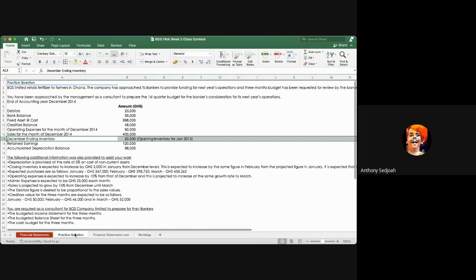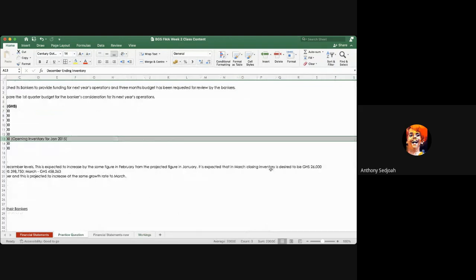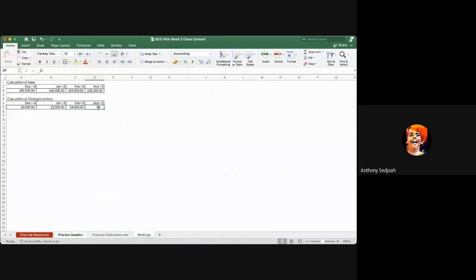And then in March, it is expected that closing inventory is desired to be 26,000. So in March, the question gave us the figure, so we'll just input it there. And if you check, you can see that March has also increased by the same 2,000, from 24,000 to 26,000. So it's like a 2,000 increment each month.